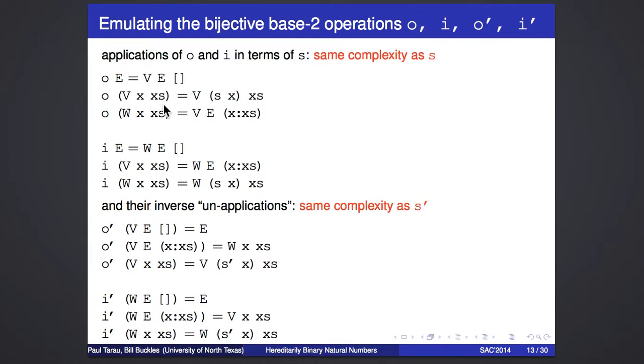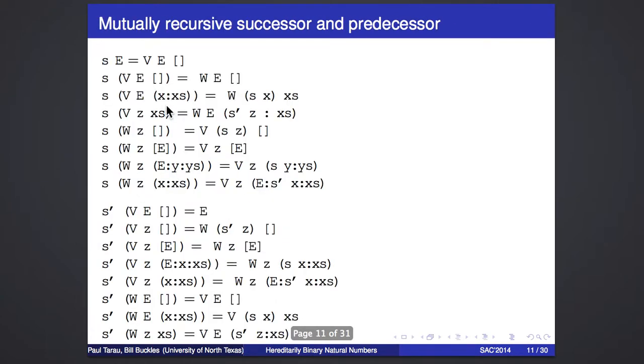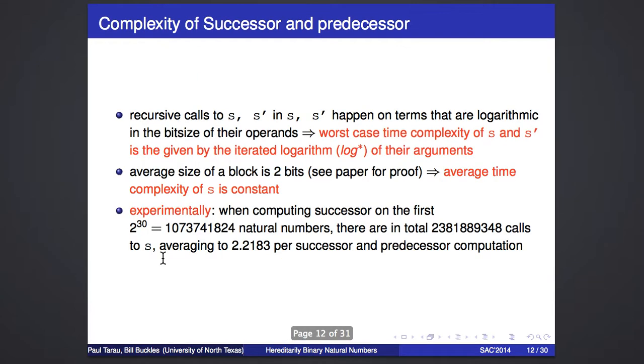Each time we look at one application of S, we can see that the term on which S or S prime is applied when called from S is always a subterm here, and those subterms are logarithmically smaller than the actual argument to which the operation is applied. And the same happens with the predecessor operation S prime as well.